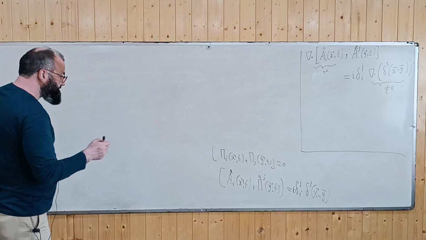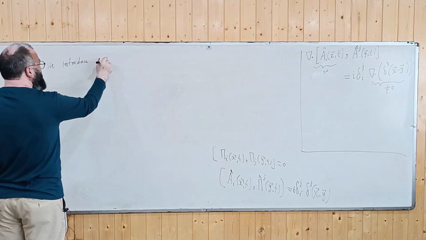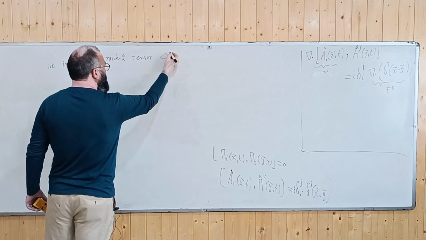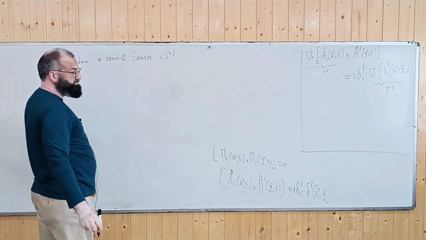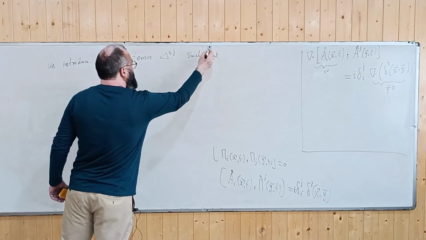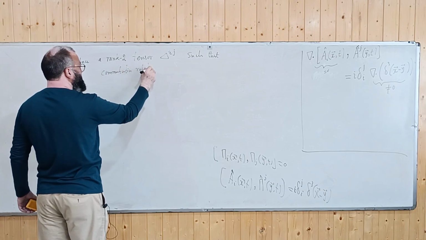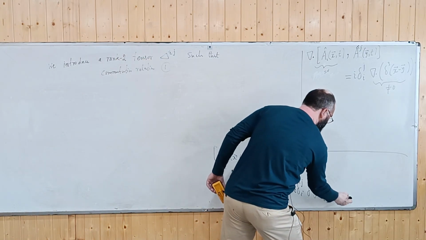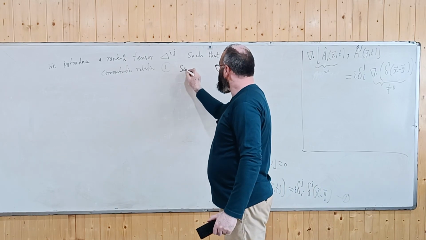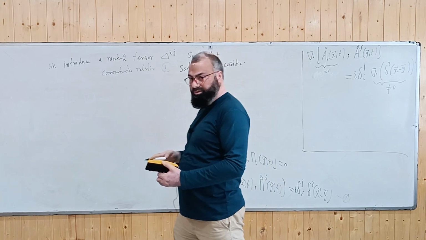So for that matter, we introduce a rank 2 tensor, delta ij, let's say, such that commutation relation 1, let's call this equation 1, satisfies the gauge condition. Okay, so this way we will do it.